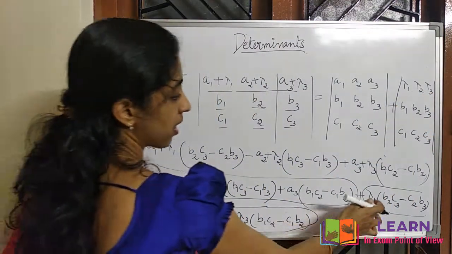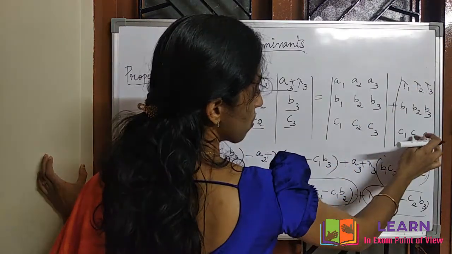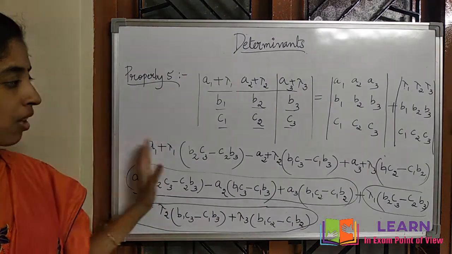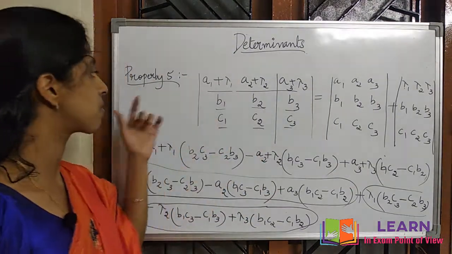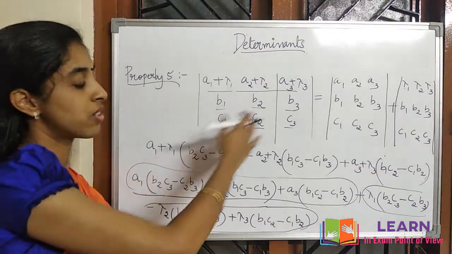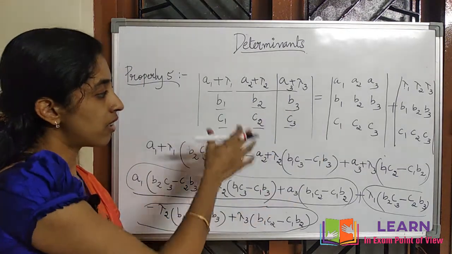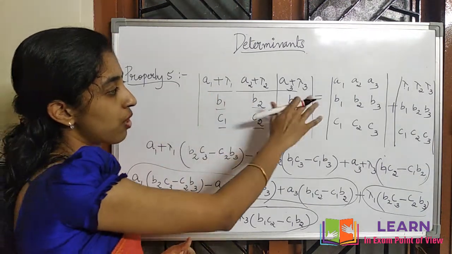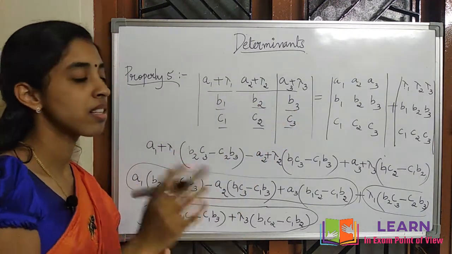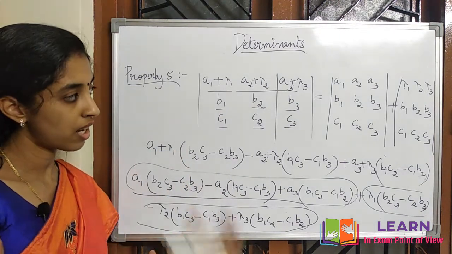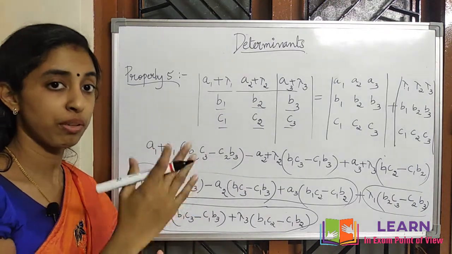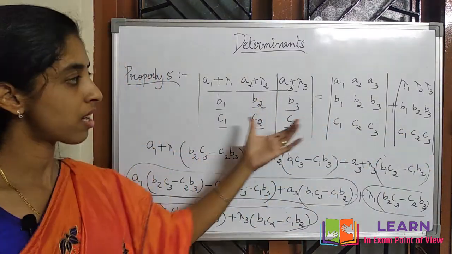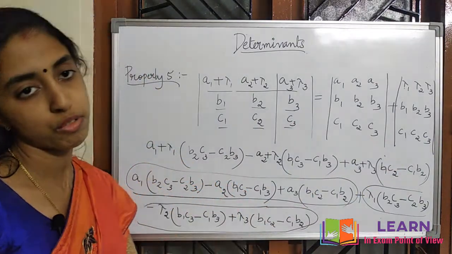Just check, it will be correct. Lambda 1 into b2 c3 minus c2 b3, then everything else is the same. So this is the proof of property 5. We have proved LHS equals RHS. Once again I will tell the property. Here the first row elements are expressed as sum of two terms. Then we can express it as the sum of two different determinants.